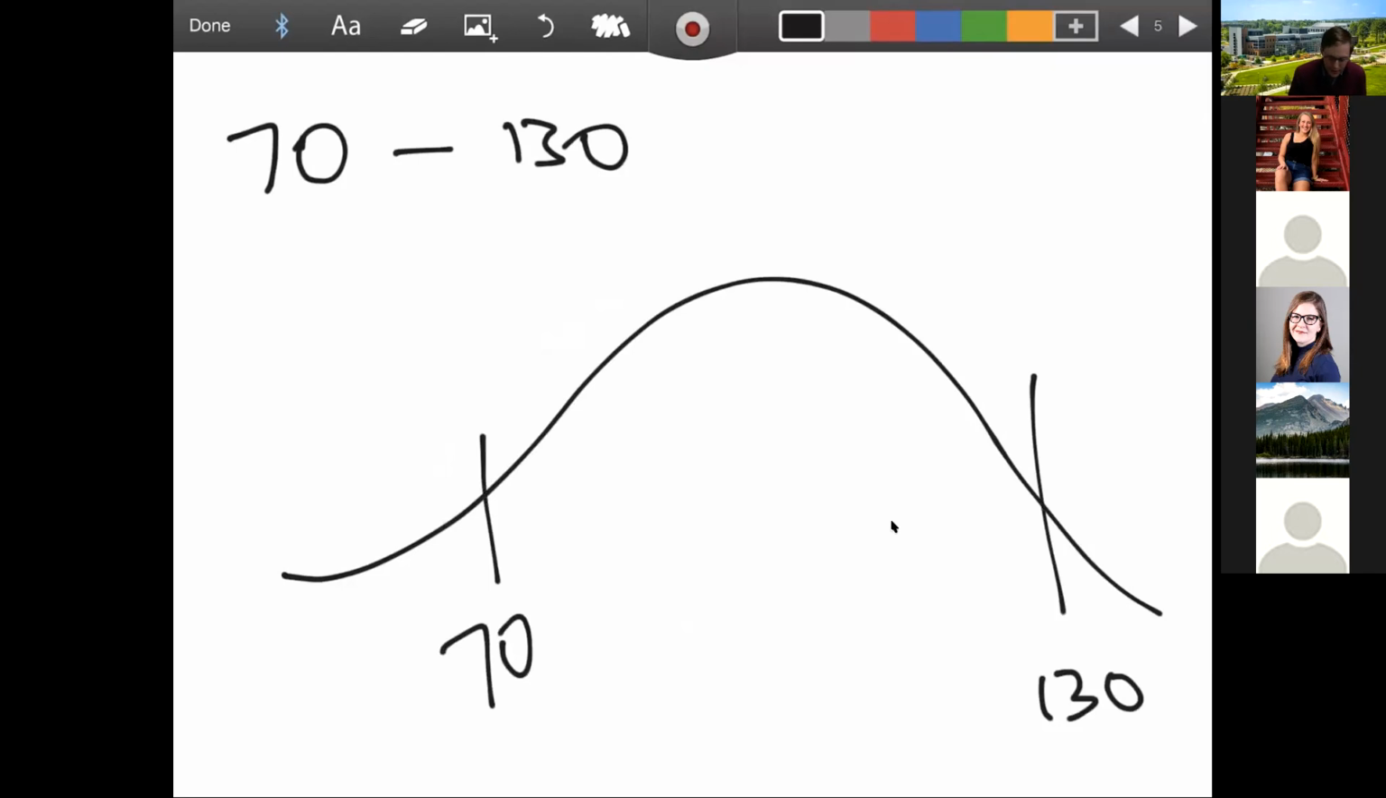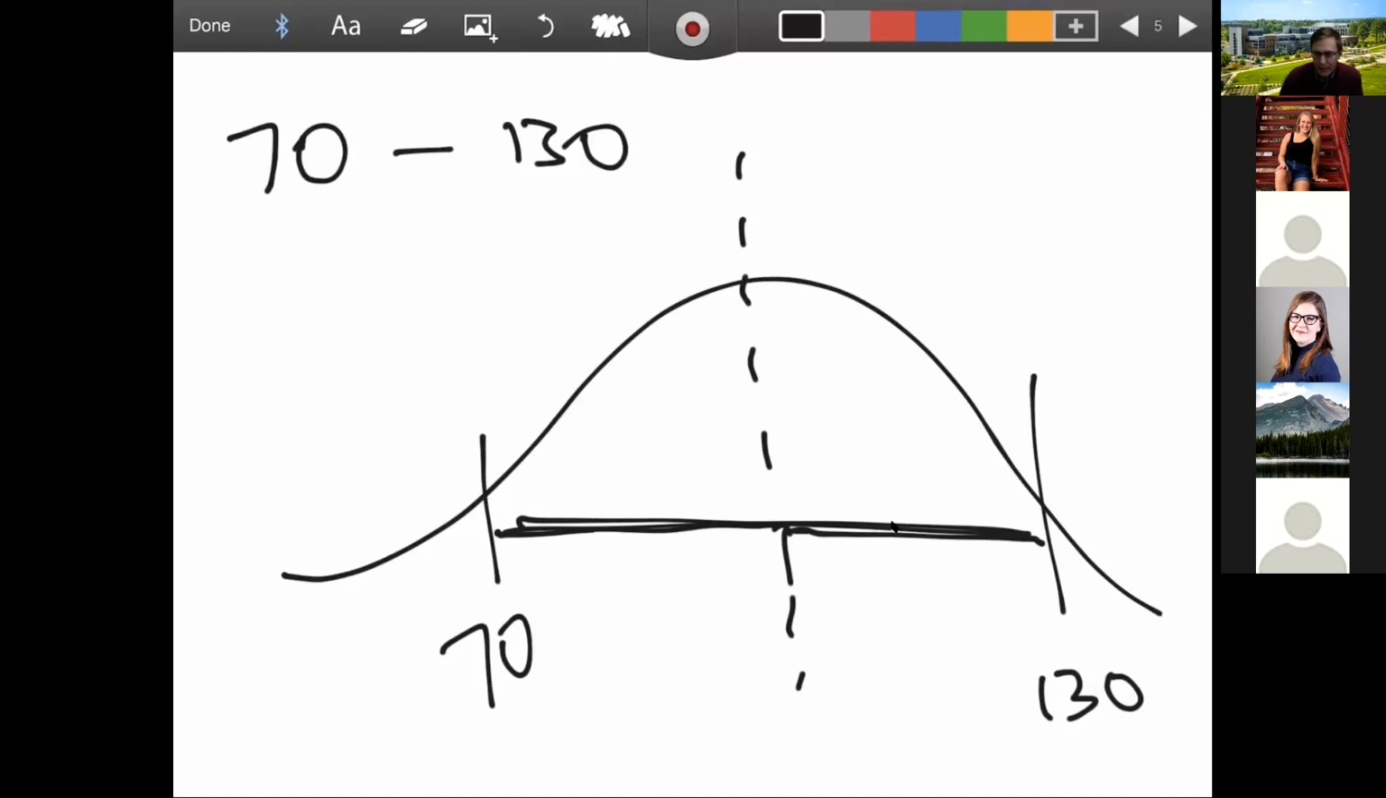And what we want is the proportion of that distribution that falls between these. And the best way to do it is to find what is the proportion that would fall between 70 and the mean, and add that to what is the proportion between 130 and the mean. Because the other way you could do it in theory is take the full 100% and then just subtract this tail and subtract that tail.